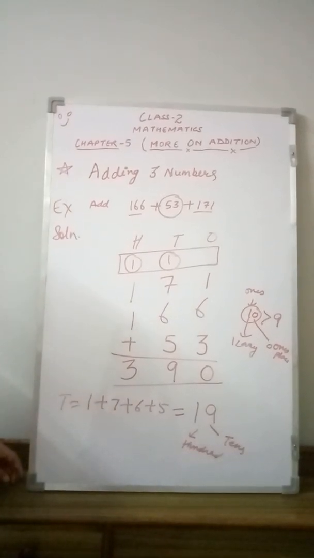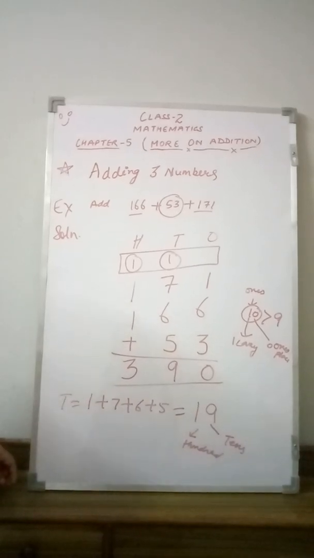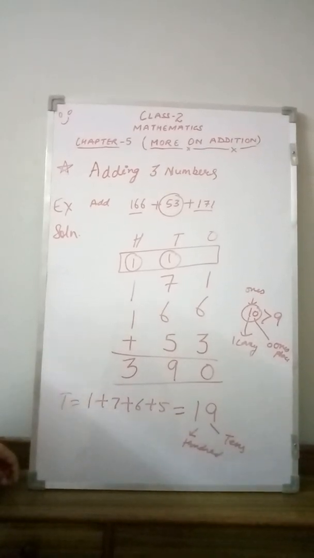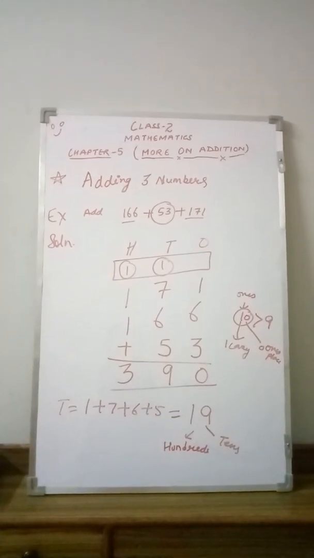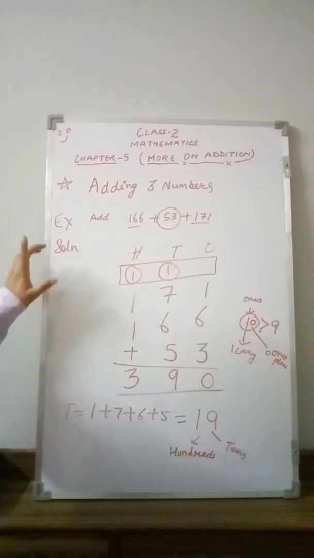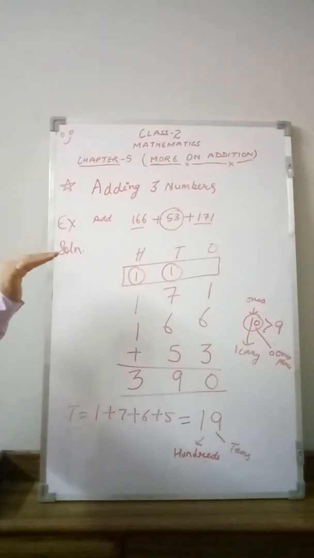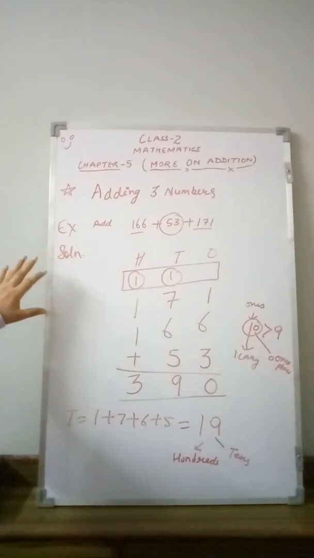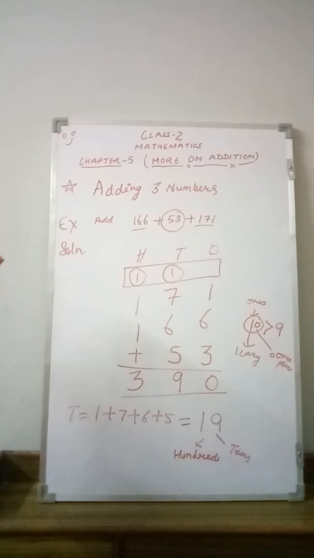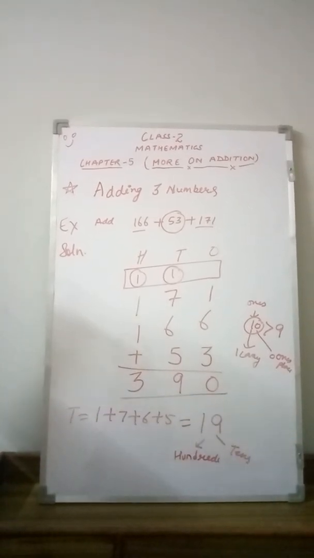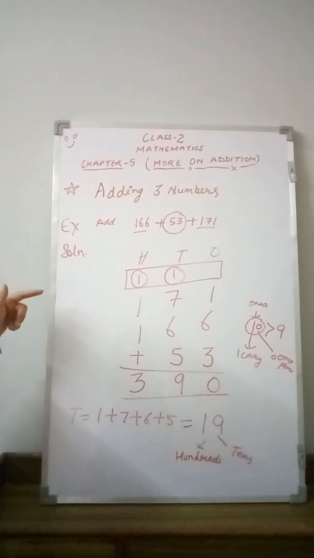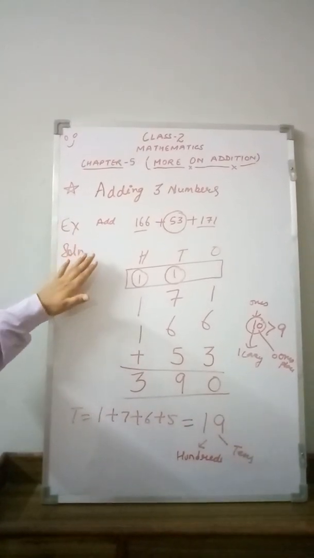The methods are the same whether you are adding 1-digit numbers, 2-digit numbers or 3-digit numbers. Now student, this is done: adding 3 numbers. I have taken 2, 3, 4 examples just to explain this topic. That's all for today's session. Now this chapter is over. I have explained the 2 methods: adding without grouping and with grouping, word problems, and adding 3 numbers.